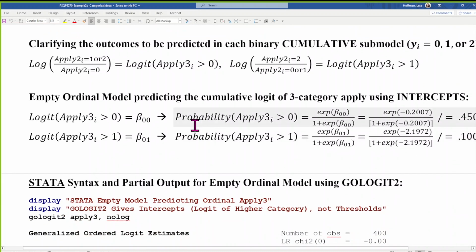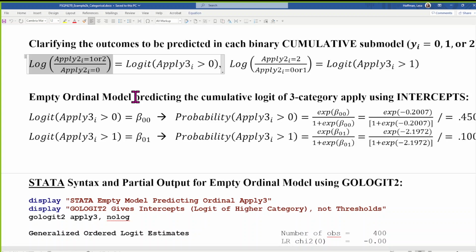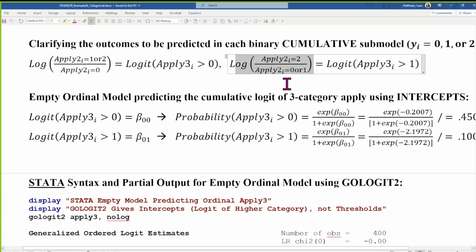So the 2 submodels that I'm going to be building, written technically like this, the outcome that I'm predicting in submodel 1 is the log of the odds of the probability of answering 1 or 2 instead of 0. So the higher in this submodel is 1 or 2 instead of 0. I'm going to abbreviate that like this, logit of apply greater than 0. The second submodel, the log of the odds of the probability of answering 2, instead of 0 or 1, or logit greater than 1.